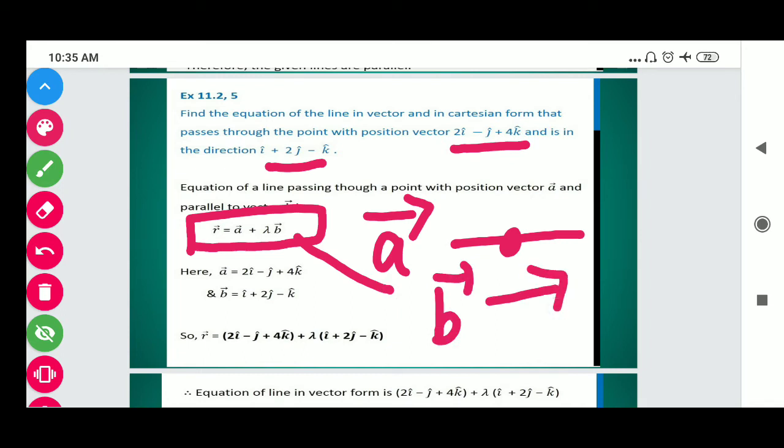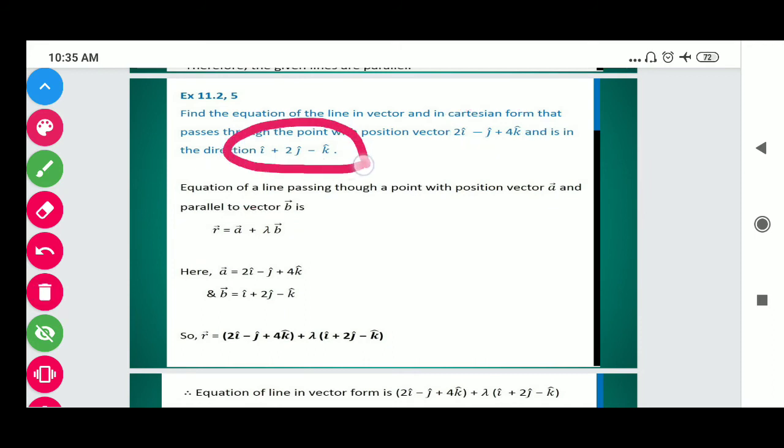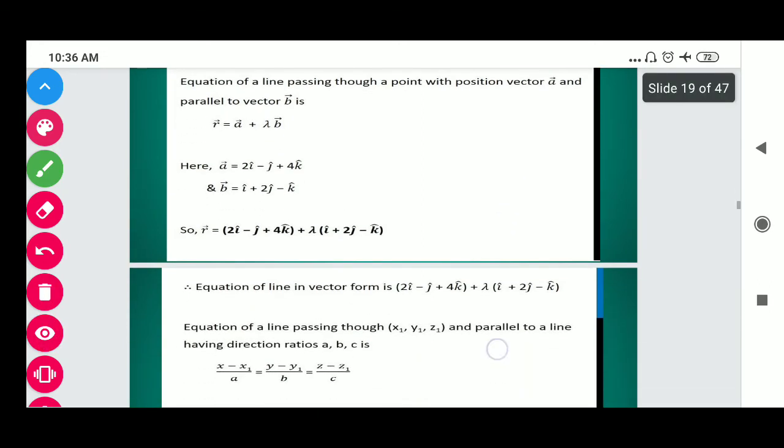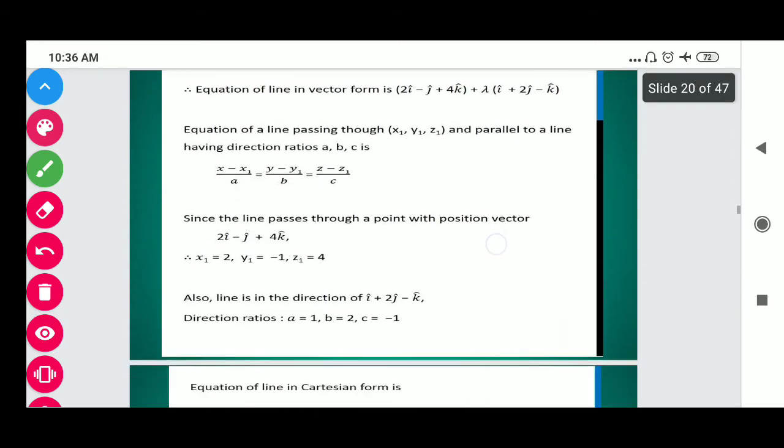In the question, we have a vector that is the position vector, which means this vector lies on the line, and in the direction, this denotes the b vector and this denotes the a vector. So by putting the values of the a vector and b vector, we get the equation of a line in vector form. This is very easy.